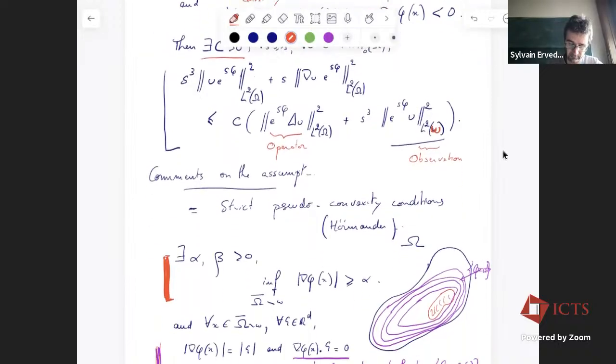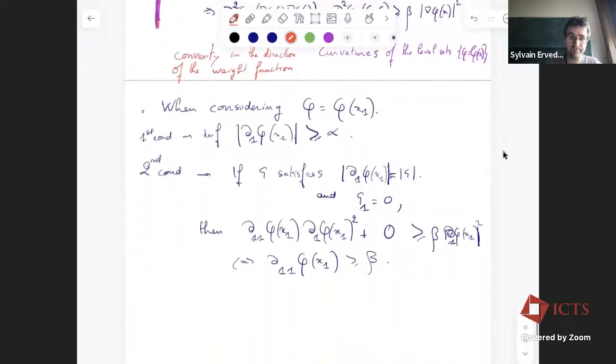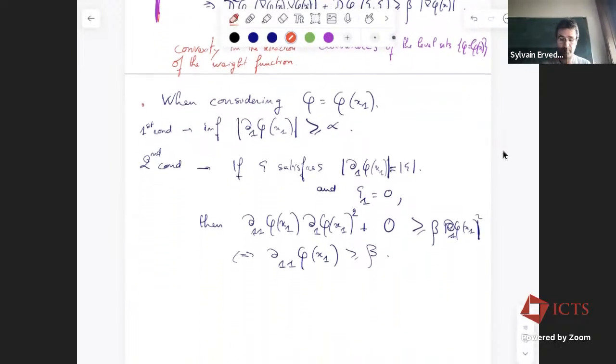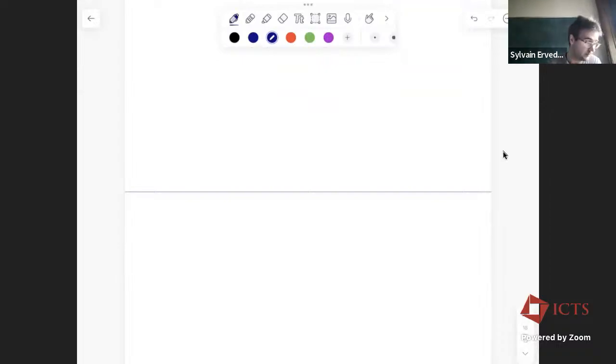So again, we had this strict pseudo-convexity condition. As I told you, this is related to the foliation of the domain and curvature. And of course, we cover what we did during the first lecture, on a weight function depending only on x1. Okay, so now I'm going to prove it. So I think we are at lecture 3, February 20.